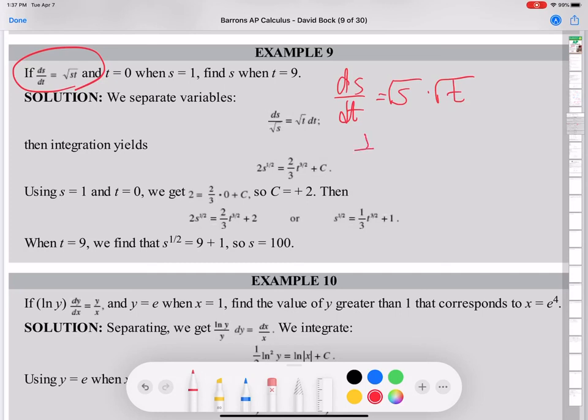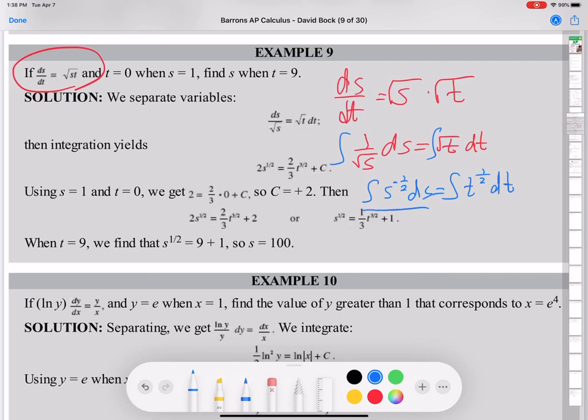So 1 over square root s ds is equal to root t dt. And then put integral on both sides. This is the integral of s to the negative 1/2 power ds is equal to the integral of t to the 1/2 power dt.